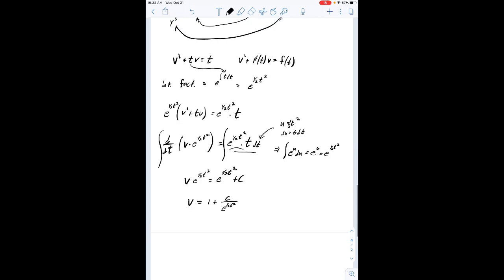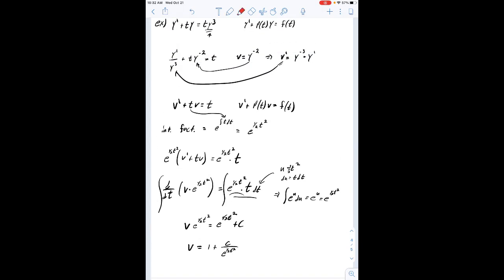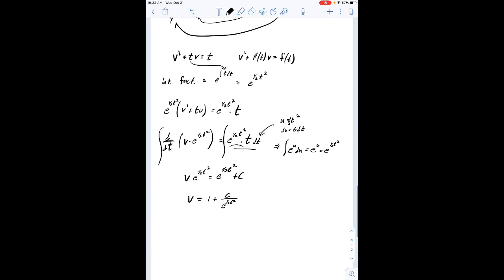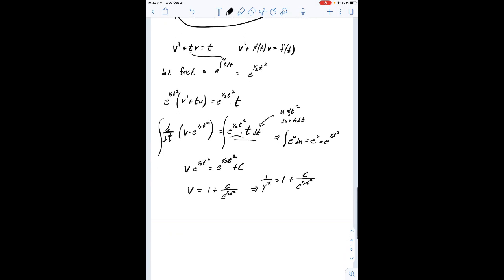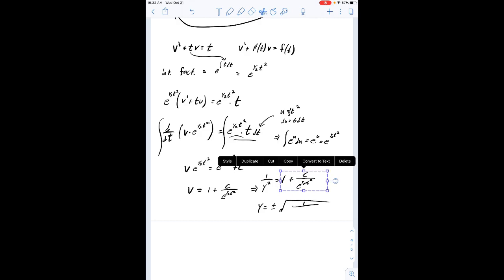And now from above we have our v defined right here. So then we get 1 over y squared is equal to 1 plus c over e to the 1/2 t squared. So then we can multiply and divide and get y equals plus or minus the square root of 1 over this whole group right here. And then we can always solve for this constant c given an initial condition.